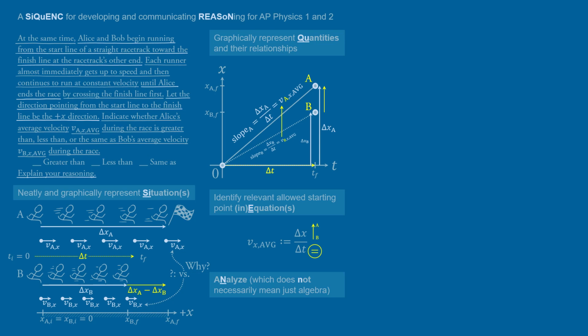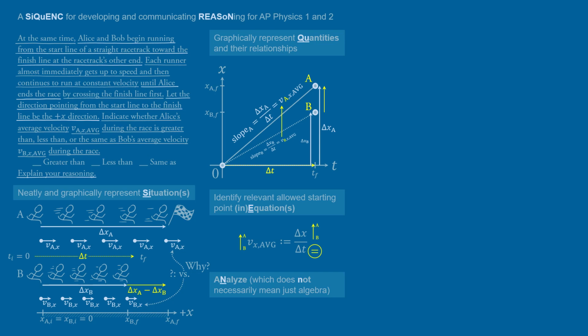Using the equation for average velocity, we see that compared to Bob, Alice has a greater delta x, which is in the numerator, while having the same delta t, which is in the denominator, so Alice must have a greater average velocity, as indicated on the left-hand side of the equation using an up arrow.